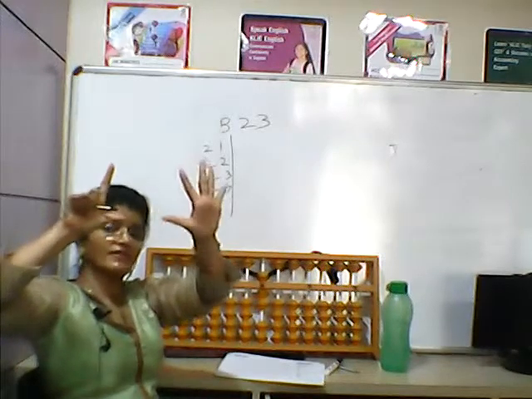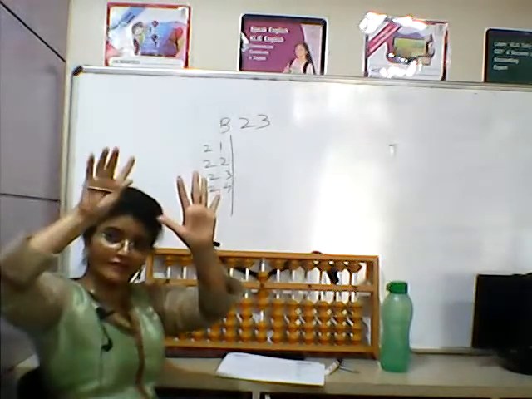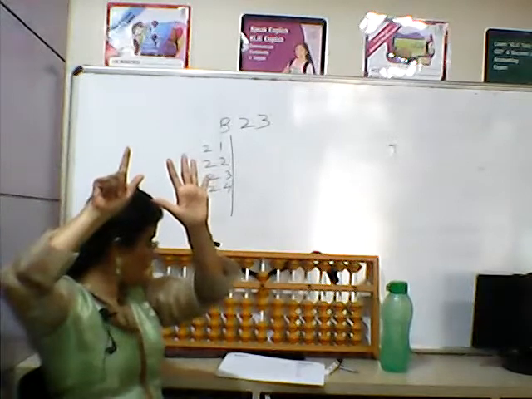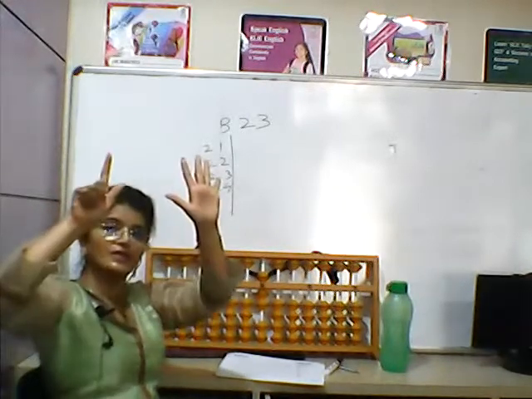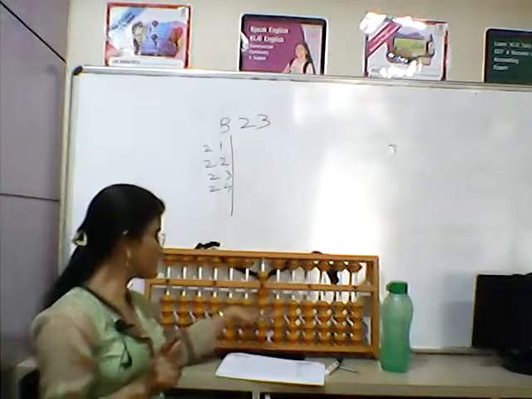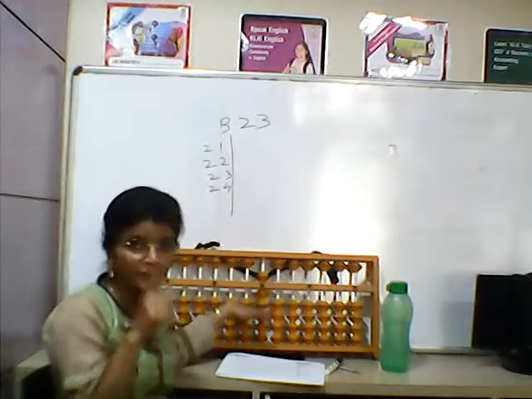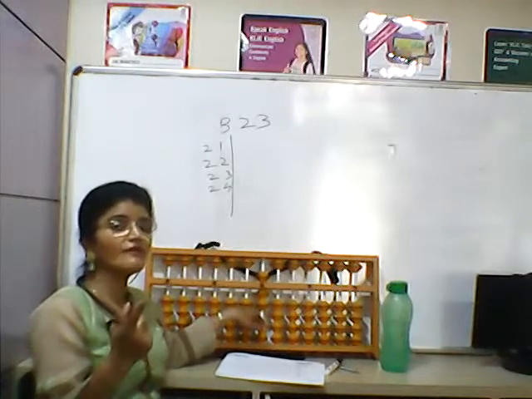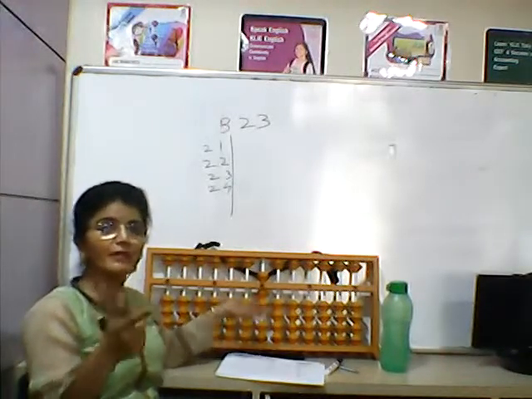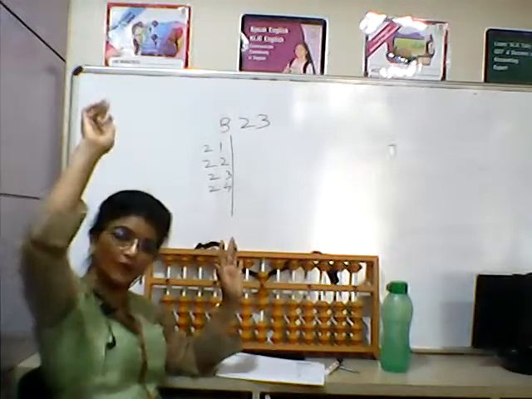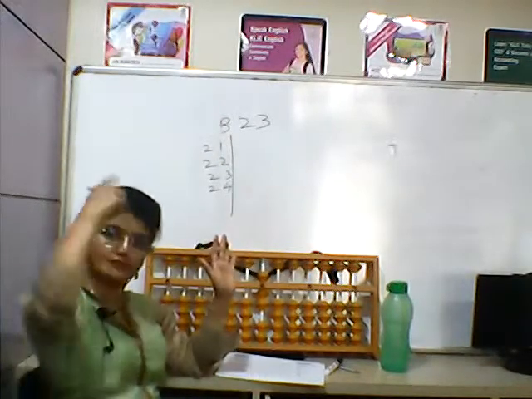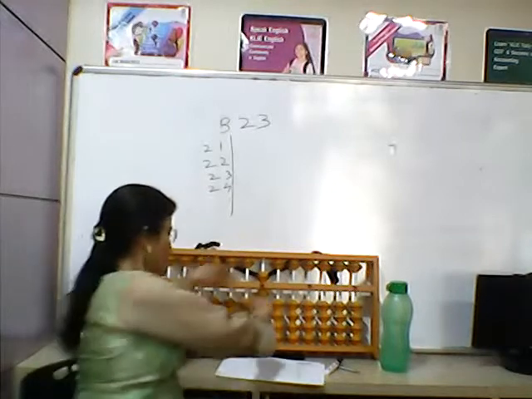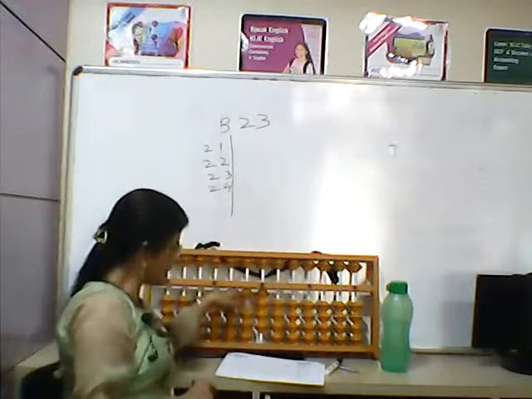Show 7. 7's friend is minus 3. Minus 3 plus 10, but plus 10 with minus 3 is not available, so the big friend formula will not work. Then which formula? Make complement. 7 plus 2 minus 5 plus 10. 2 up, 5 up, 10 up.